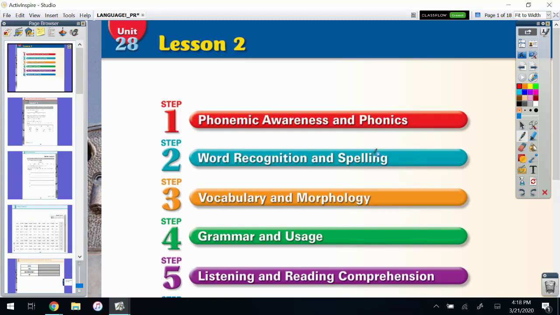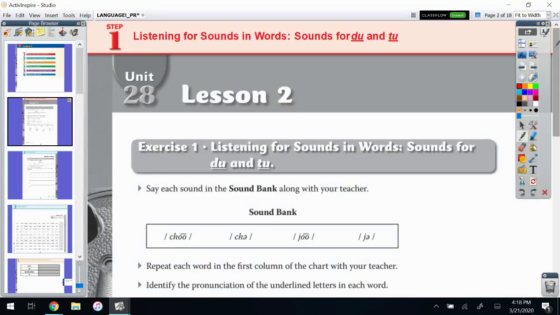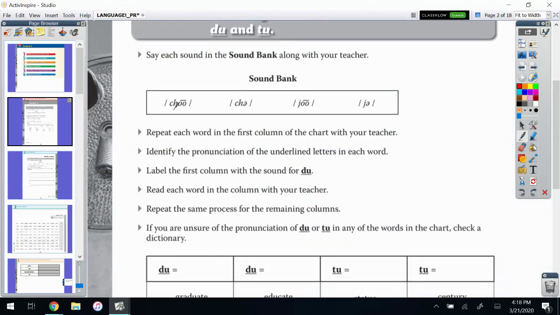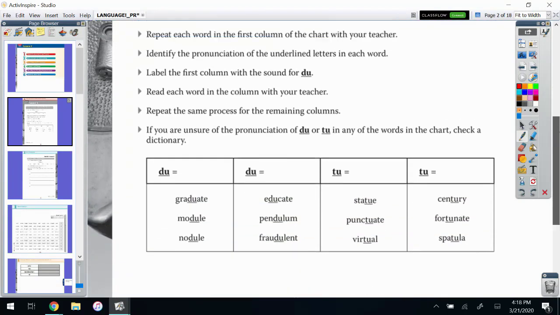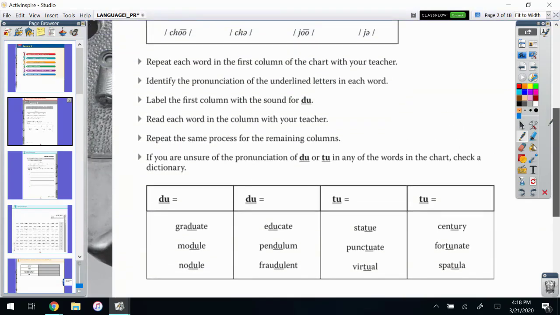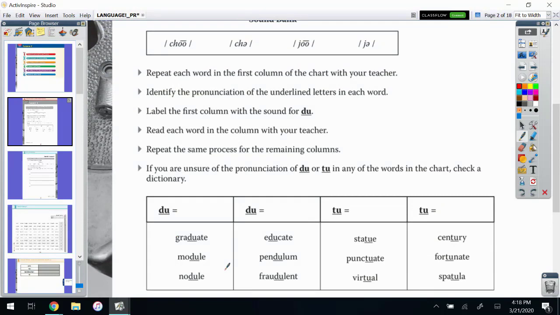Turn to page 154 in your interactive text. Let's read these sounds together. Chew, cha, ju, ja. Our goal is to identify the sounds from the sound bank that match up with the underlined words down below. Let's look at our first column. Graduate, module, nodule. Does it sound like chew, cha, ju, or ja? That's right. It sounds like ju. You're going to write this down below in this column.